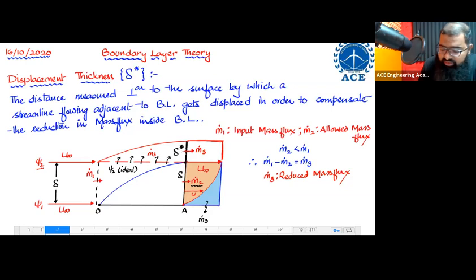It is getting displaced in order to allow the mass flux which got reduced inside the boundary layer. Inside the boundary layer, some mass flux m dot 3 was not able to flow. It demanded some space to flow. For that reason, m dot 3 has pushed the streamline up. These black arrows show m dot 3 pushing Psi2 up. When m dot 3 has pushed Psi2 up, Psi2 creates some room for m dot 3 to flow. The height of that room for m dot 3 to flow is known as delta star, or displacement thickness. I hope this is clear to all of you. This is the definition of displacement thickness.